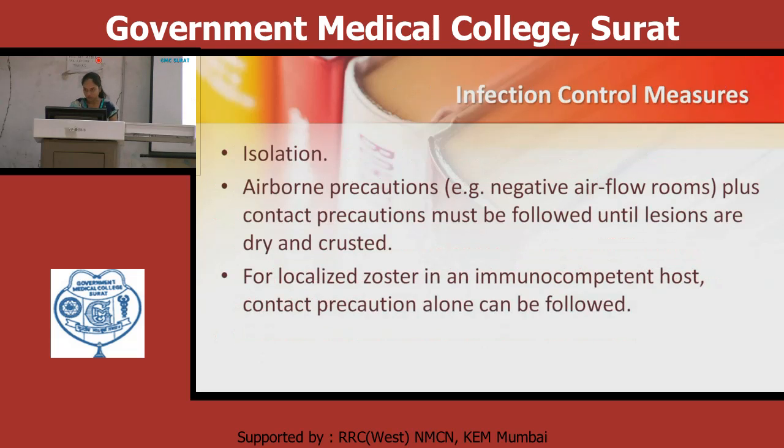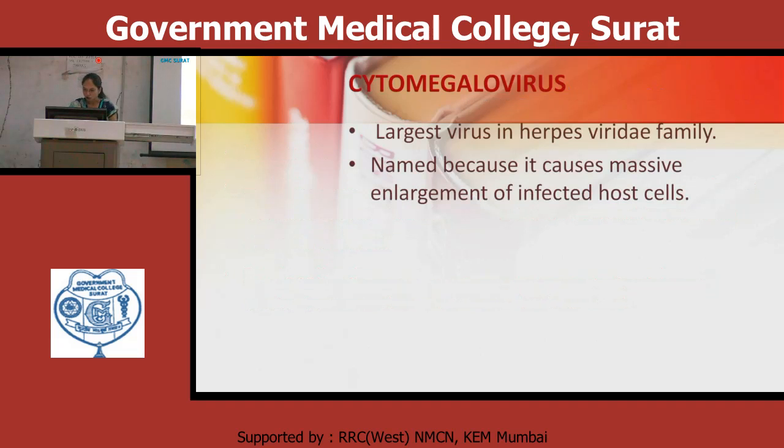Infection control measures: first one is isolation, second is airborne precaution in negative airflow rooms, plus contact precaution, which must be followed until lesions are dry and crusted. For localized zoster in an immunocompetent host, contact precaution alone can be followed. Now, cytomegalovirus, the largest virus in the Herpesviridae family, named because it caused massive enlargement of infected host cells.